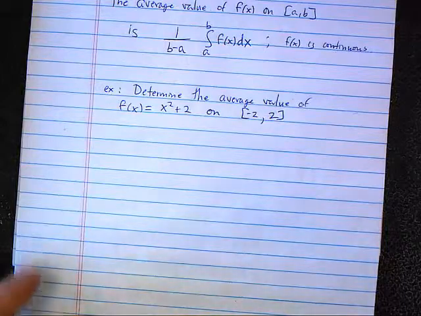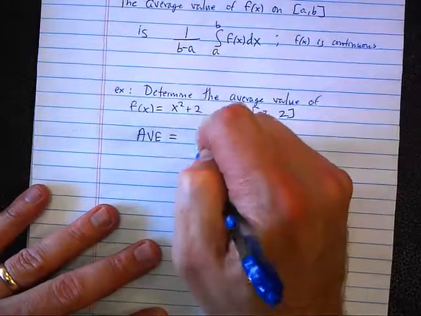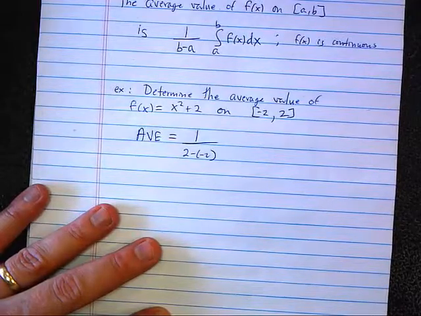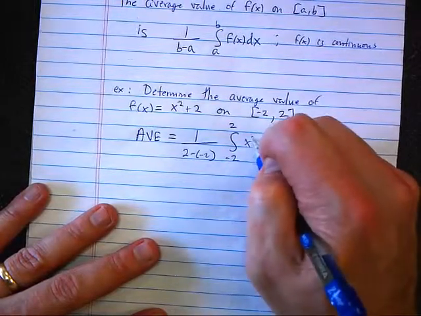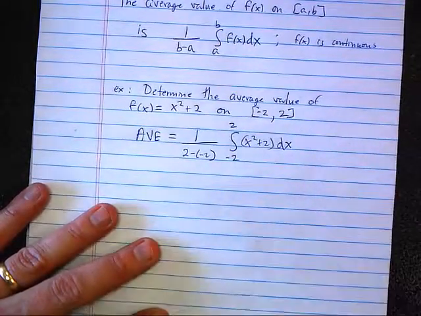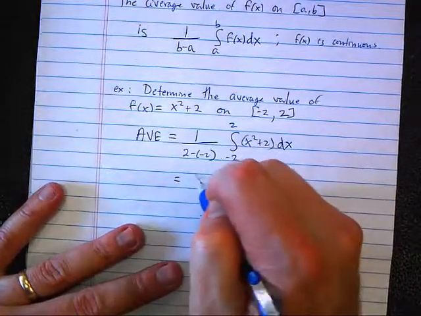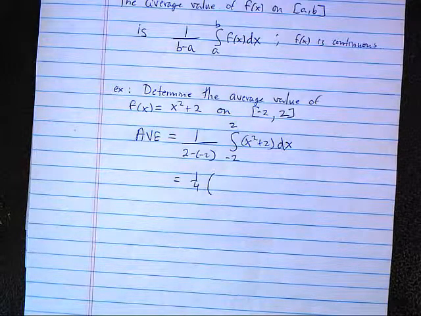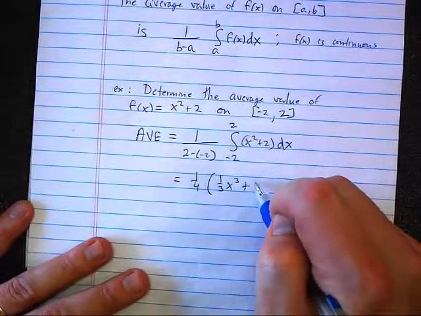All right, well, according to this theorem that we have, the average value is 1 over 2 minus negative 2, 1 over b minus a, times the integral from negative 2 to 2 of x squared plus 2 dx. That's 1/4 times, what's the antiderivative of x squared plus 2? 1/3 x cubed plus 2x.